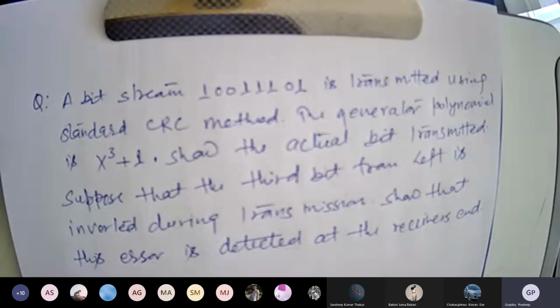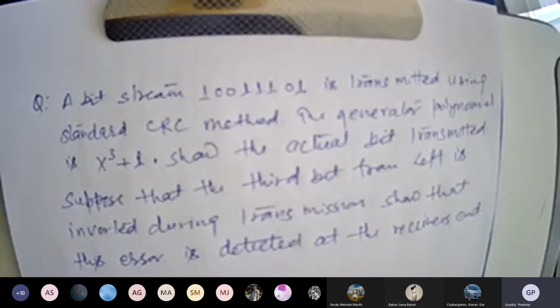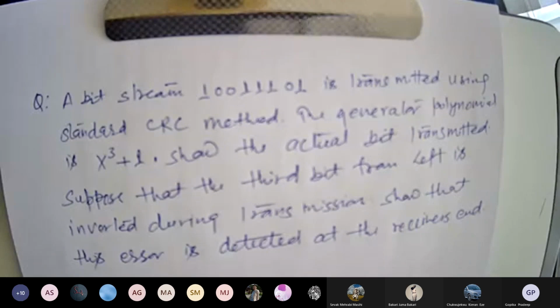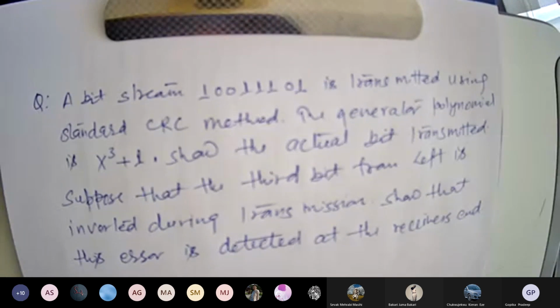So this is the question. Now in this question, two parts are there. This is the cyclic redundancy check question. In this, two parts are there for error detection and correction. Today we will do error detection. So for error detection using CRC, how do we do it?